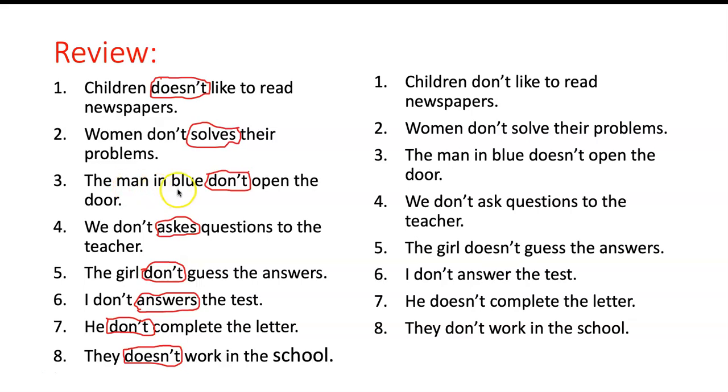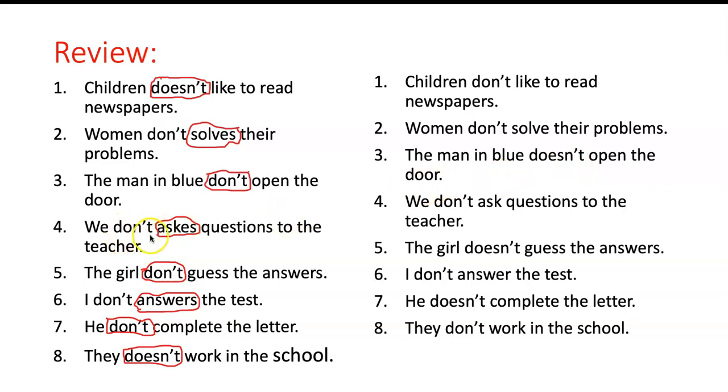El hombre en azul o vestido de azul no abre la puerta. So the man in blue is he. When you use the personal pronoun he or something that represents he, the third person of singular, you don't have to use don't. The correct is the man in blue doesn't open the door.